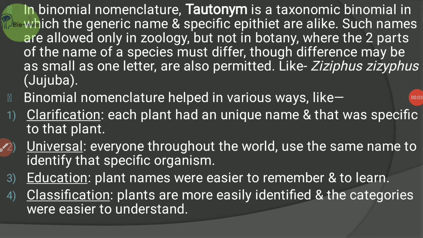Binomial nomenclature helped in various ways. Like clarification: each plant had a unique name that was specific to that plant. Secondly, universal: everyone throughout the world used the same name to identify that specific organism. Thirdly, education: plant names were easier to remember and to learn. Fourthly, classification: plants were more easily identified and the categories were easier to understand. So these are the importance and relevance of binomial nomenclature. Clear?